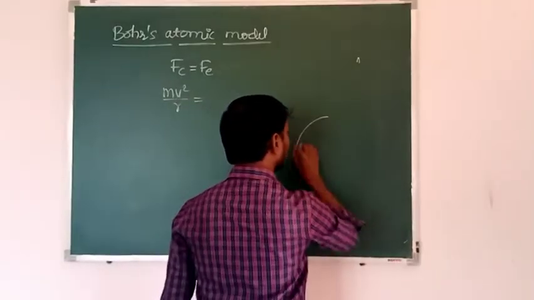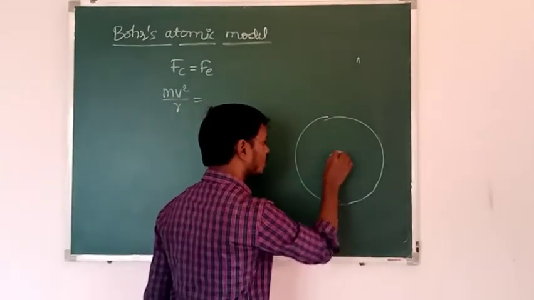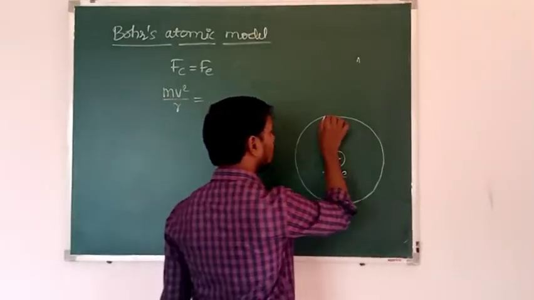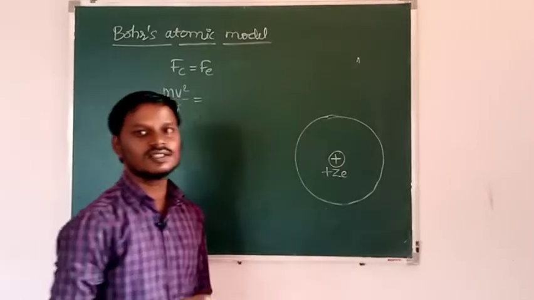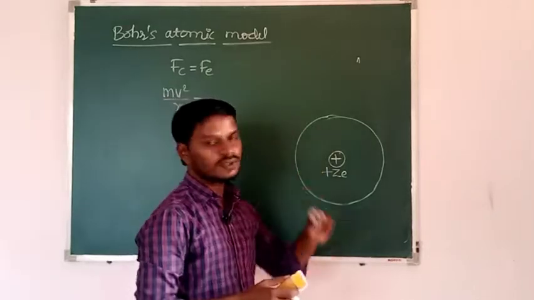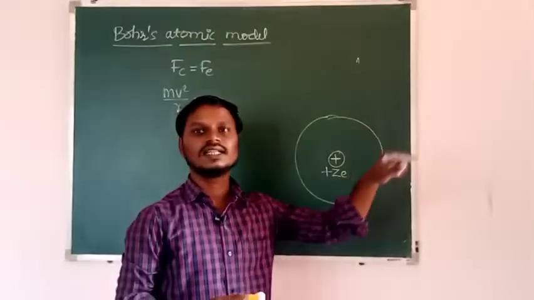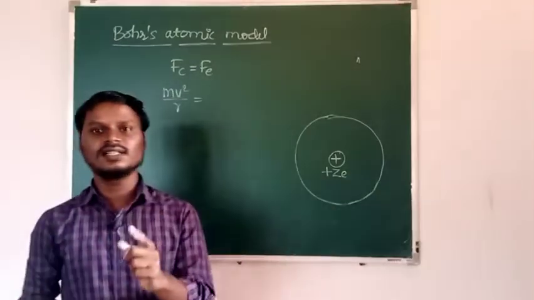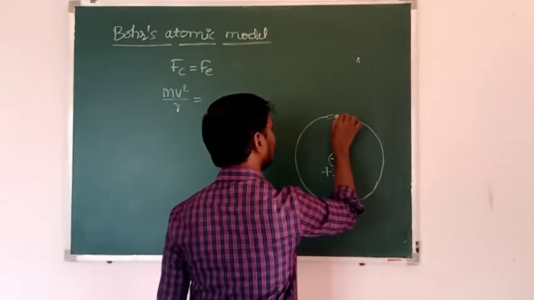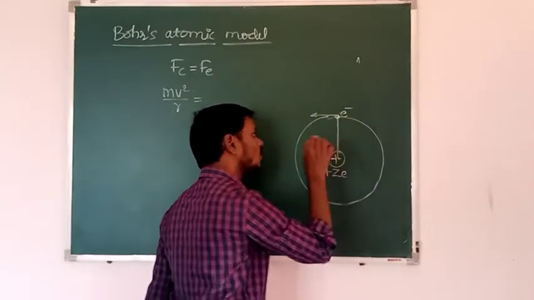See here. This is the nucleus of the hydrogen atom. I will take it as plus Ze for a hydrogen-like atom, and an electron revolving around this nucleus, because in hydrogen and hydrogen-like atoms there is one electron. In case of helium, two electrons are there, one electron is removed, means only one electron is present in the helium. Then the singly ionized helium is called a hydrogen-like atom, and this is an electron. This electron is revolving around the nucleus because of the force of attraction between the electron and nucleus.